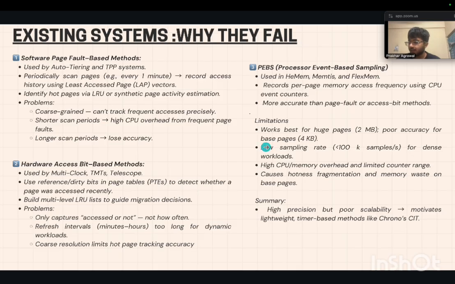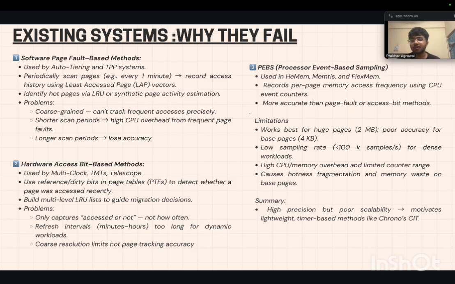If I reduce the scan period, there will be many page faults and it will have a high CPU overhead. Second, hardware access bits, in which every PTE has a hardware access bit. In this method, if I access a page, I will set that to 1. The problem here is I'm only telling whether a page is accessed or not, but not how often. So it is also a coarse-grained mechanism.